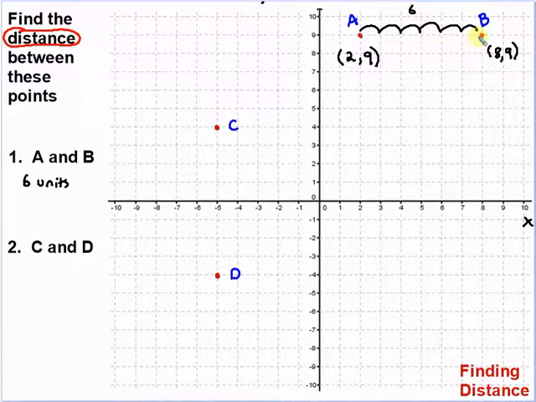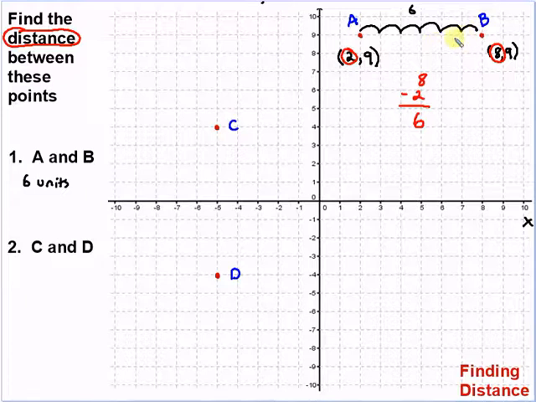If we were to subtract the x-coordinate for point A from the x-coordinate for point B, so the one furthest away from 0, we take that and subtract the one closest to 0 from it. What do we get? 8 minus 2 is equal to 6. And that is also the distance.